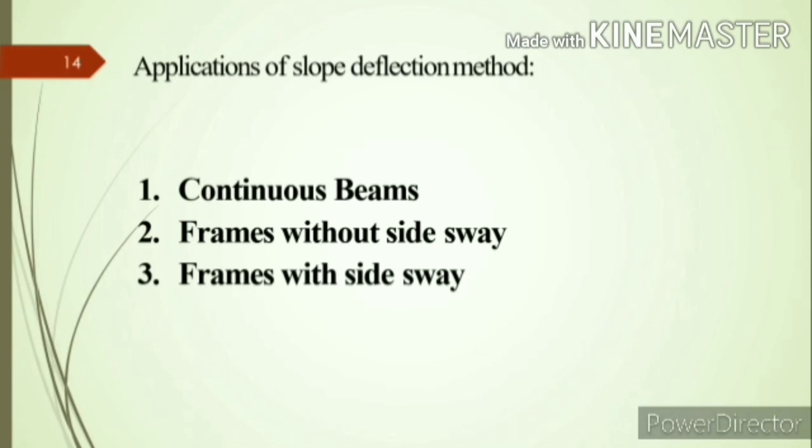For the analysis of a frame, firstly we need to identify whether the frame is with sway or without sway. There are mainly seven conditions to check whether the frame is a frame without sway or a frame with sway. First we need to check those conditions to identify the frame, and then, based on this, we can analyze the frames. First we move to the continuous beam, the application of the slope deflection method in a continuous beam.